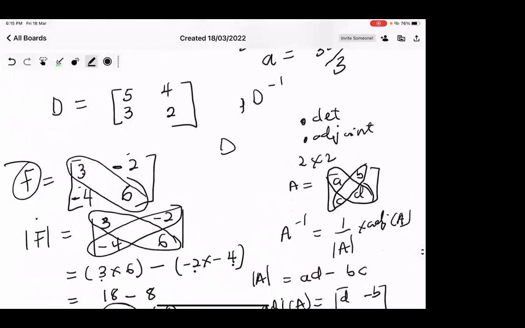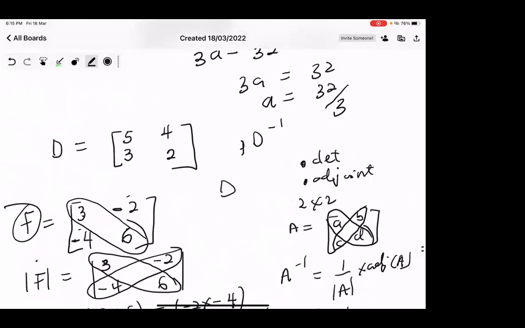So what is the inverse of matrix D? -2? Yes, madam. No. That number is 3. I said what is the inverse? I didn't say what is the determinant. Okay. 1/10.